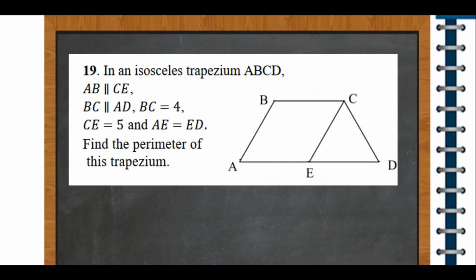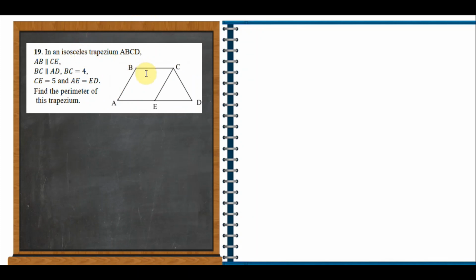Question number 19. In an isosceles trapezium ABCD, AB is parallel to CE. BC is parallel to AD. So BC and AD are bases. BC is 4, CE is 5, AE equals ED. Alright, let me show that AE is equal to ED. CE is 5, and we know that those are parallel and these two sides are parallel. Basically, we have a parallelogram here, as you see. Find the perimeter of this trapezium. So we must find the perimeter of this trapezium.